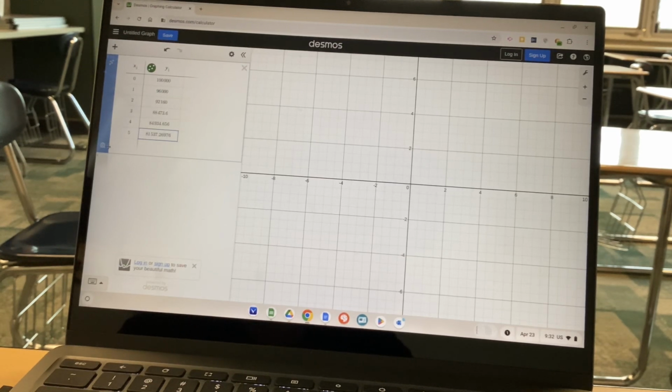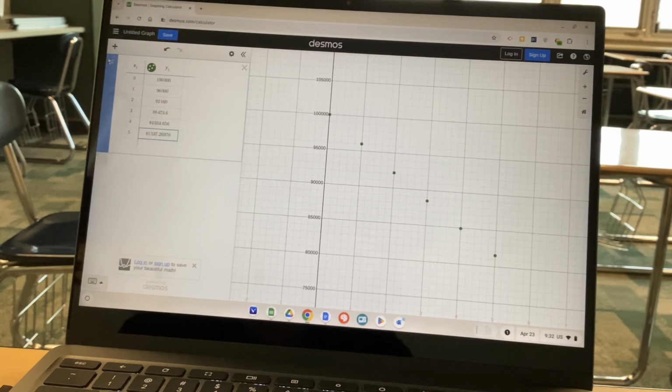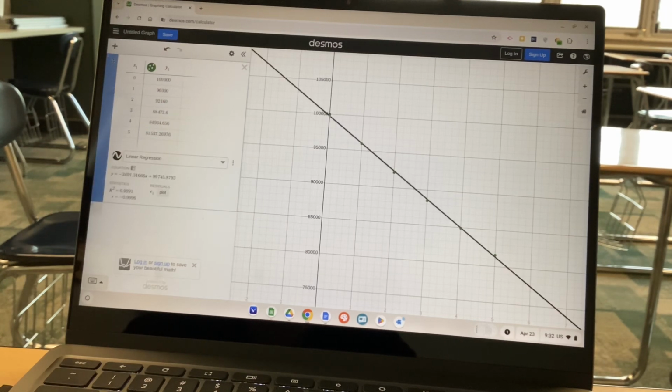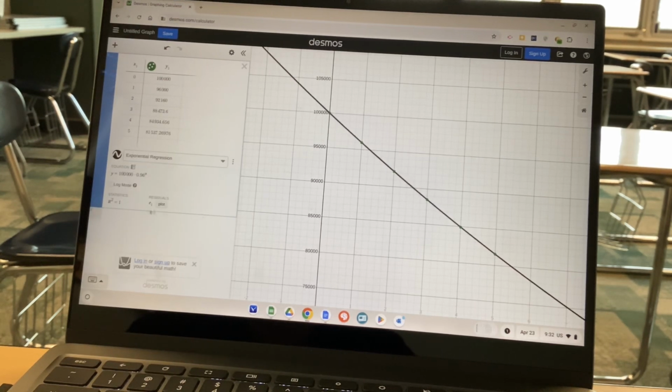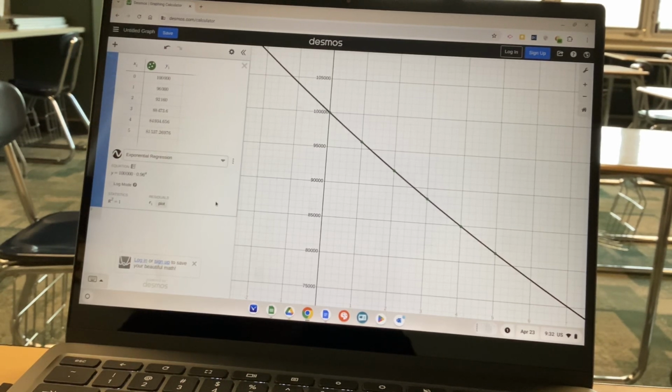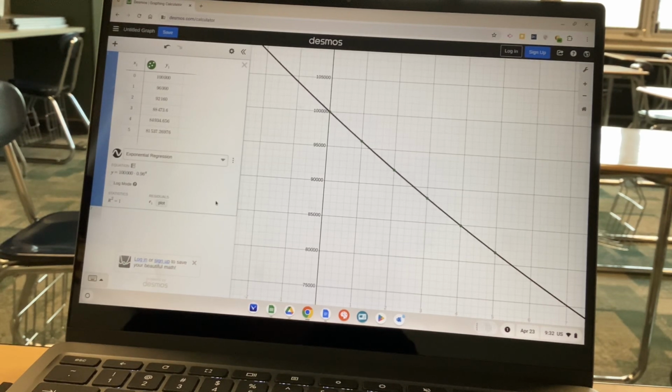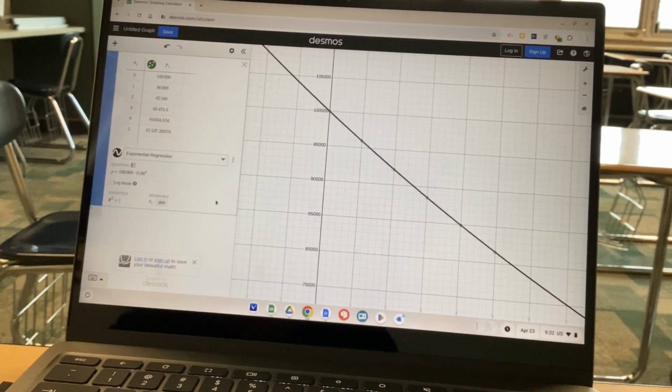Again, I'm going to hit the magnifying glass and the regression line. But again, this is not supposed to be linear. I know it looks pretty close to linear, but this is exponential. So we're going to switch it to exponential regression, and it adds a little bit of curve there. And now I can write the equation. So it's y equals 100,000 times 0.96 to the x.